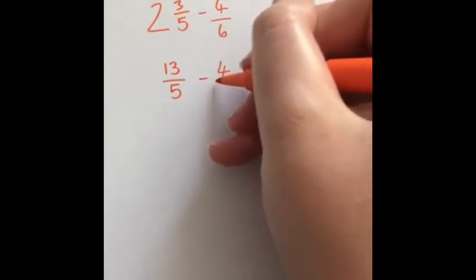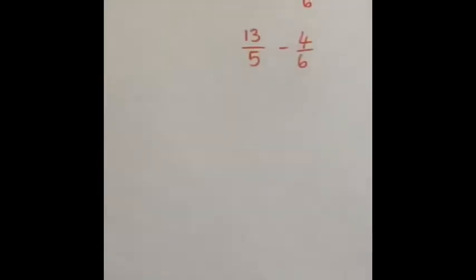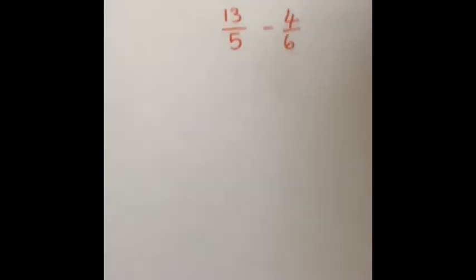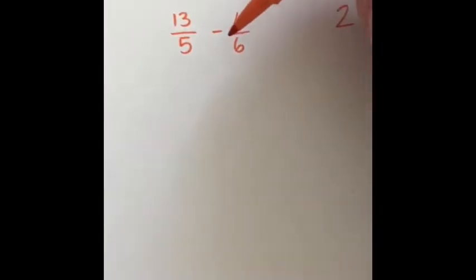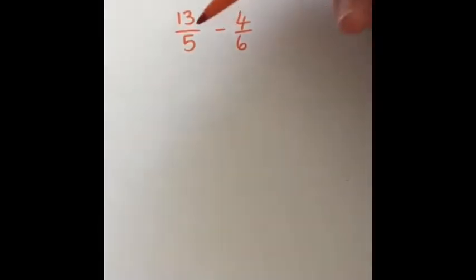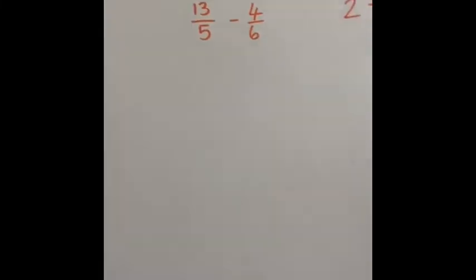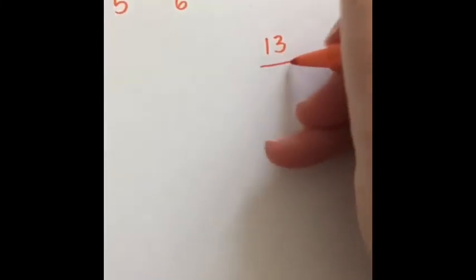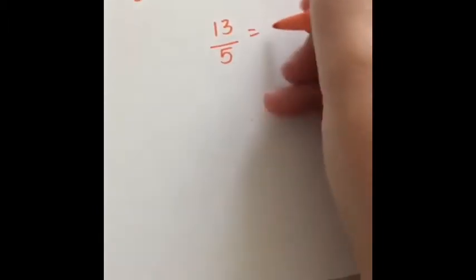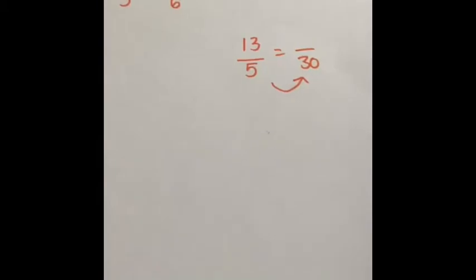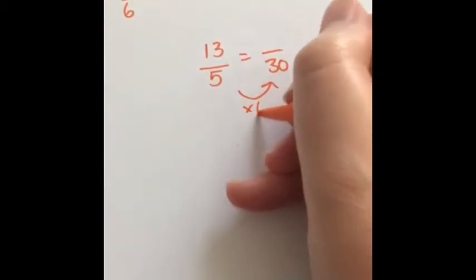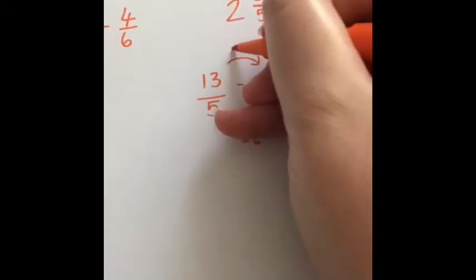We're still taking away 4/6. Okay, so at this point we've got to think, right, what could be my common denominator? Now we're going to move on from using our multiples and notice that if we multiply our denominators together, that will give me a denominator. So 5 times 6 is 30, which means my denominator needs to be 30. So 13/5 needs to be something over 30. Okay, so what have I times 5 by? Well, I've times it by 6, which means I need to times 13 by 6.